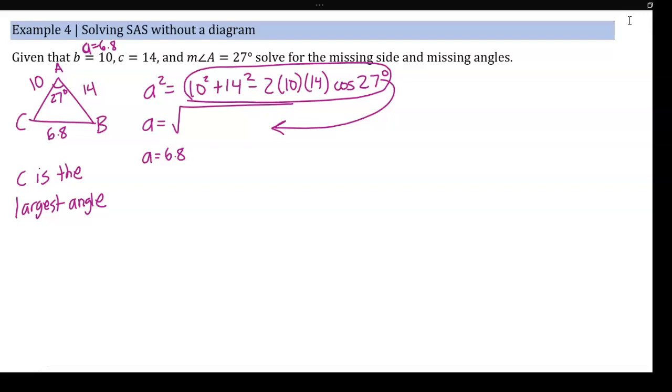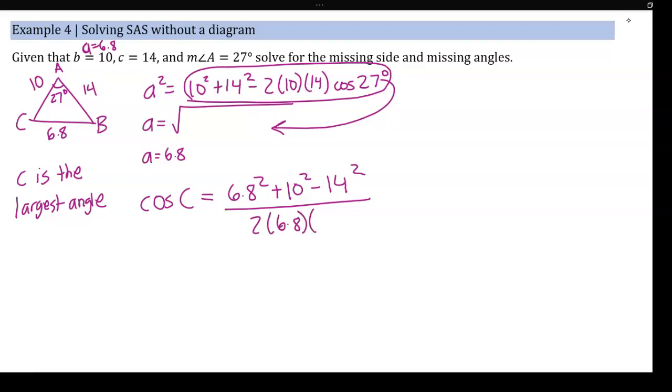In this case, I would recommend using, let's see what happens if we do the law of sines. So we could also use the law of cosines because now we know 3 sides. Yeah, maybe let's go that route. So let's see, we'll say cosine of angle C is equal to A squared, so 6.8 squared plus B squared minus C squared divided by 2 times 6.8 times 10.